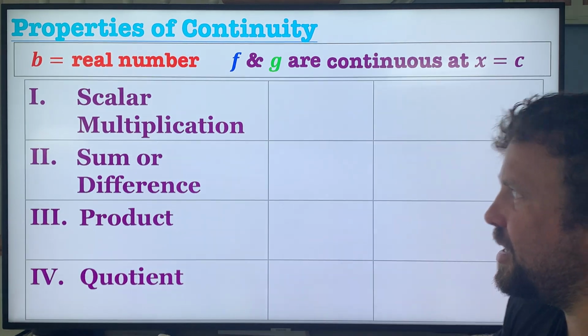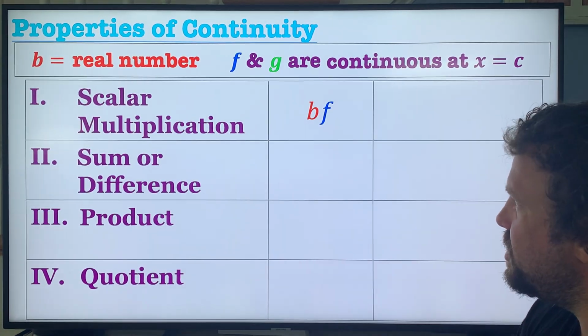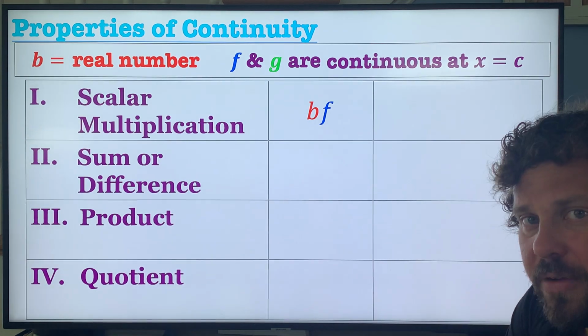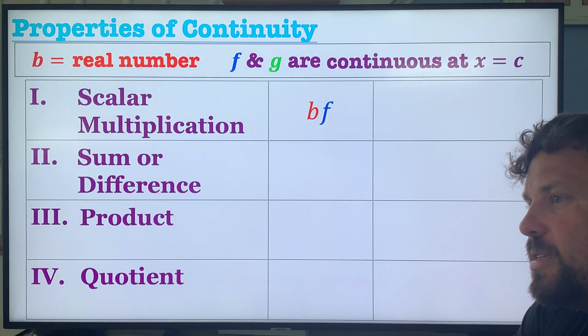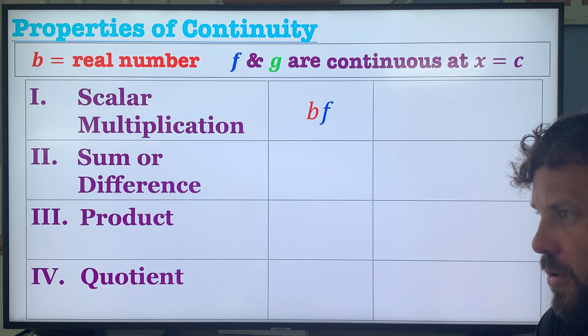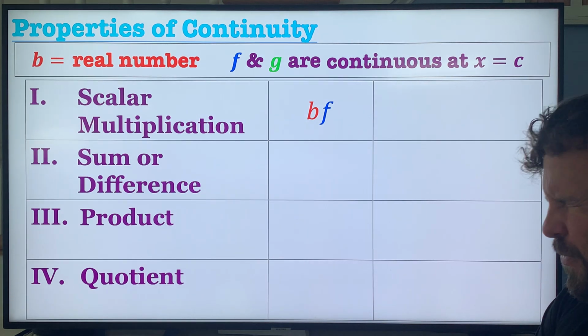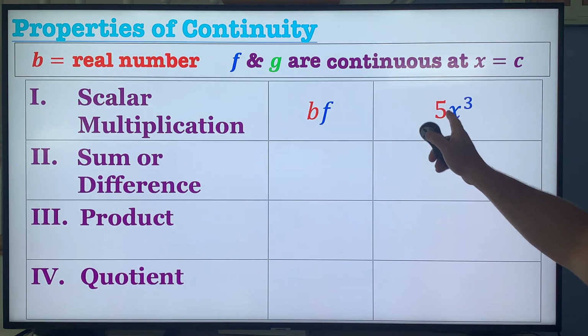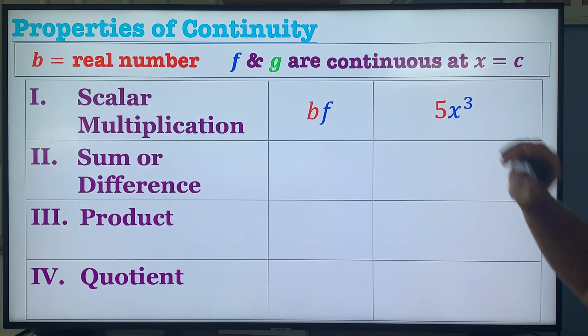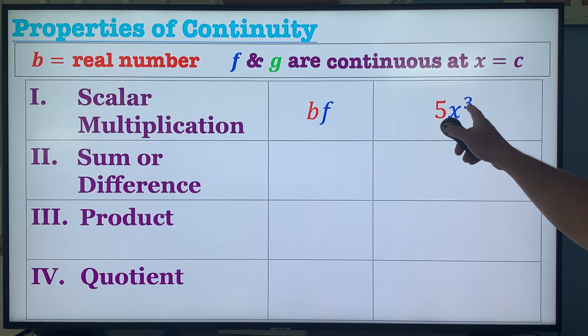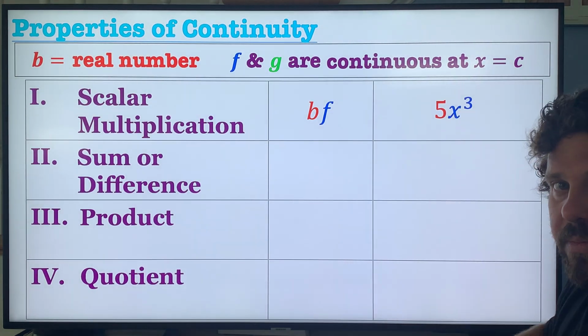The first one is called scalar multiplication. That's when you take a real number and you multiply it by your function. For instance, if your function was x, you could do 3x, 4x, 1/3 x, 1/8 x, square root of 48x, stuff like that. So an example we can use is 5x cubed, right? x cubed would be our function that's continuous. And if you multiply by any number, it's still continuous.